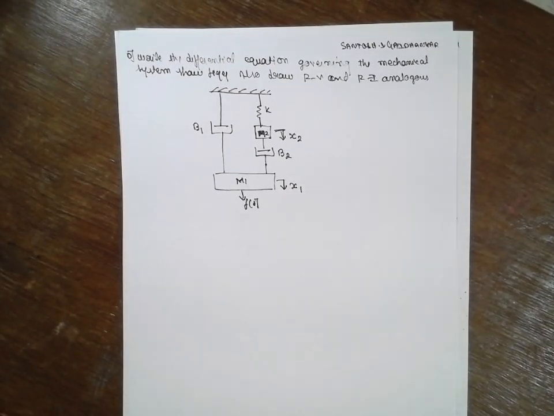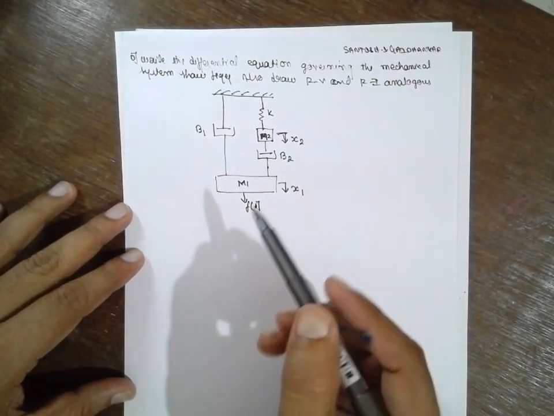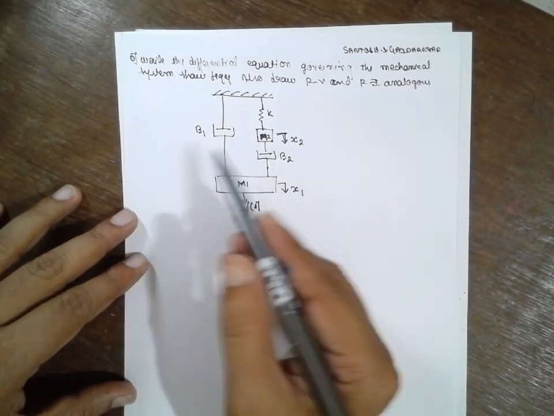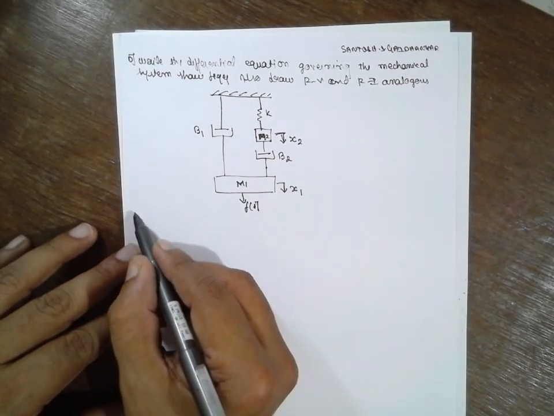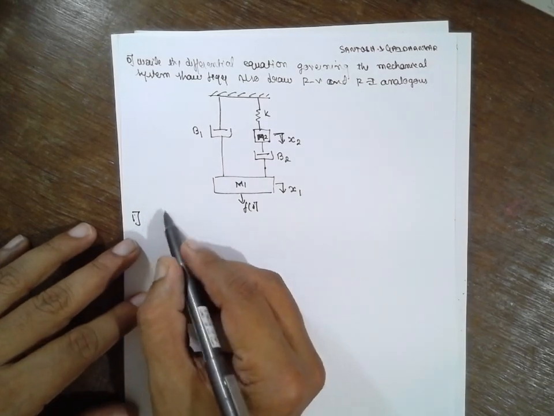I am Santosh Gadankar. Today I am teaching you control engineering. In control engineering, I am focusing on mathematical modeling. This is the problem. First, I will go for a mechanical system. Equivalent mechanical system, I will draw it.